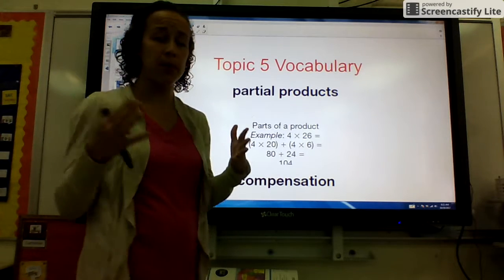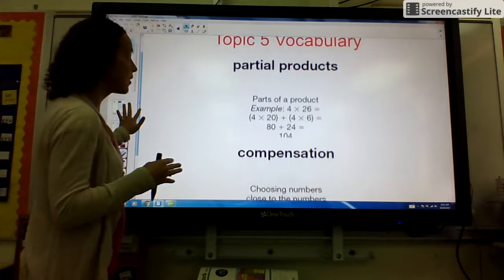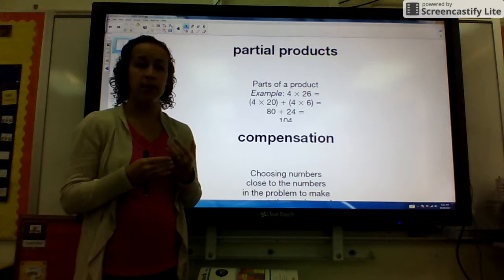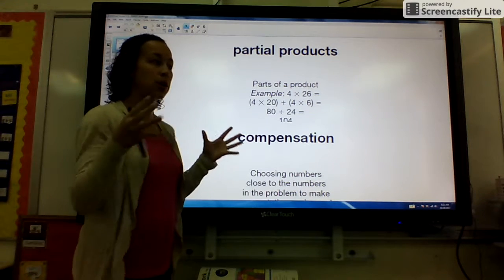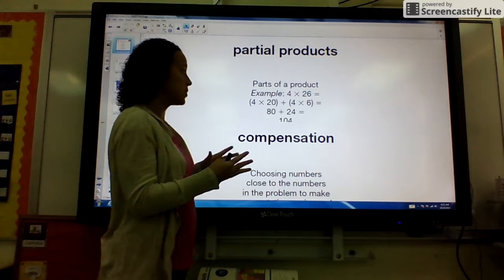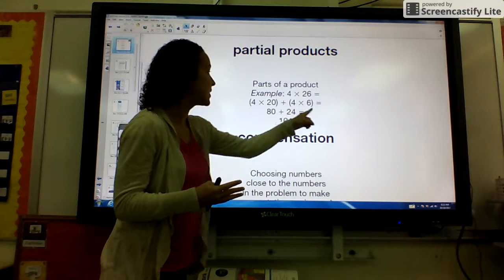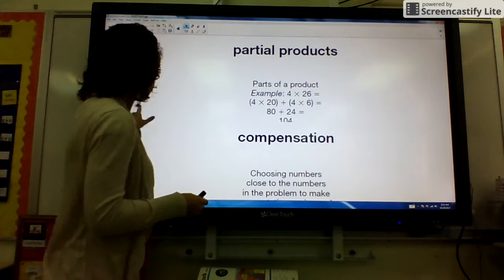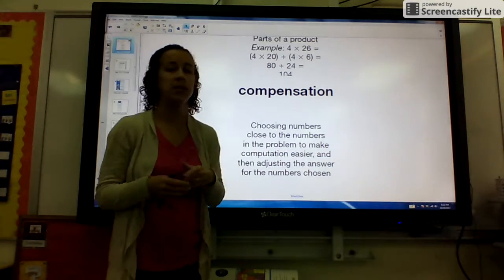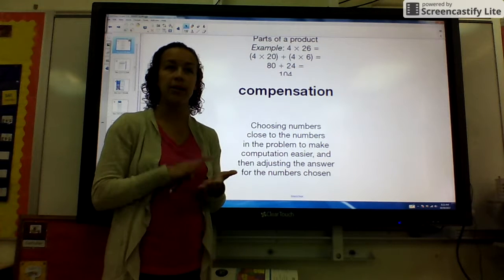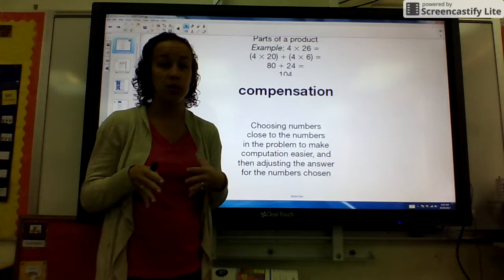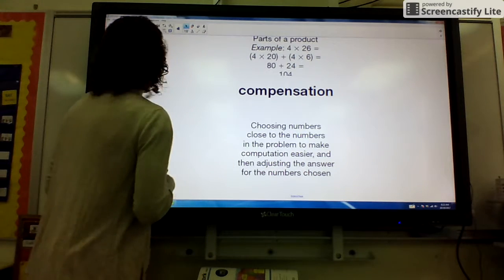So, just a couple vocabulary terms before we get started is partial products. Partial products is going to be a big part of what we use with these larger numbers because we're going to look at the parts and breaking those numbers apart, like taking 26 and breaking it into much nicer, easier numbers. Compensation is going to help us with that as well. It's another word for estimating and finding those nicer numbers. And I like to use the word nicer because they're not always easier to work with, but they're just a nicer number to work with.